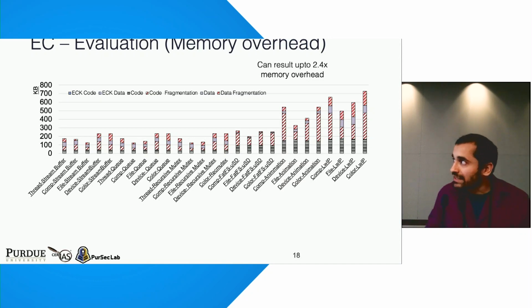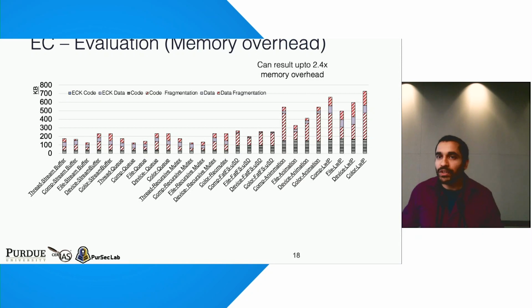As far as the ECK code and ECK data is concerned, as I mentioned earlier, the microkernel itself is very, very tiny. So we only incur around 3% overhead for the code and the data. Most of the overhead is coming from the alignment requirements and the fragmentation that we had to do to make sure that we can protect all of these compartments. Maybe in future, if MPU design improves, we can get rid of this overhead.